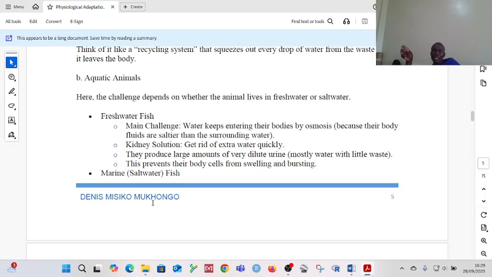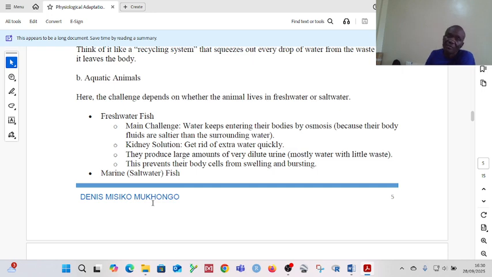Then the kidney must come up with a solution of getting rid of the extra water quickly, so that the water entering the fish does not stay there and destroy the osmotic balance. So it keeps entering and leaving, entering and leaving. How does the kidney help to get rid of the extra water? It does that by producing large amounts of very dilute urine. Remember, it is not only large but also dilute. That means a lot of water is being removed from the body of the fish. The importance of that is that it prevents the body cells from swelling and bursting.